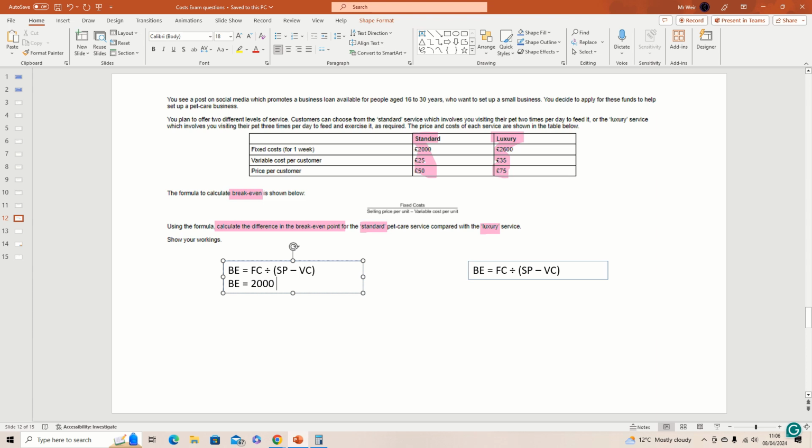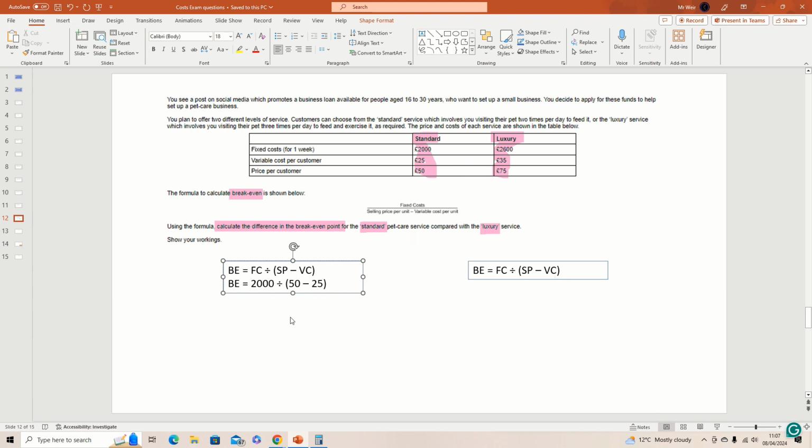Our selling price is 50. Put it in a different order than before. And our variable cost is 25. So just make sure that you check which ones you're putting in, because the table's order has changed since the last question.